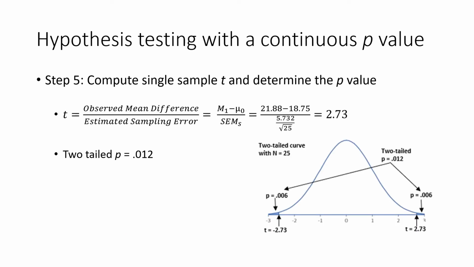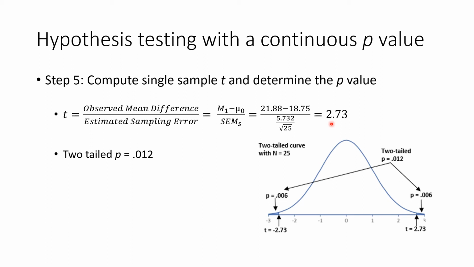The next step is to actually compute the single sample t and then determine the p-value. As you can see, for the single sample t, you take the observed mean difference and divide by estimated sampling error. That's the mean that comes from the sample estimated wage, which is right here, $21.88. That's what they estimated. You want to find the difference between what they estimated and the true value of $18.75. And then you're going to divide that by sampling error, which is the standard deviation of the sample divided by the square root of the sample size, which was 25, which gives us 2.73.